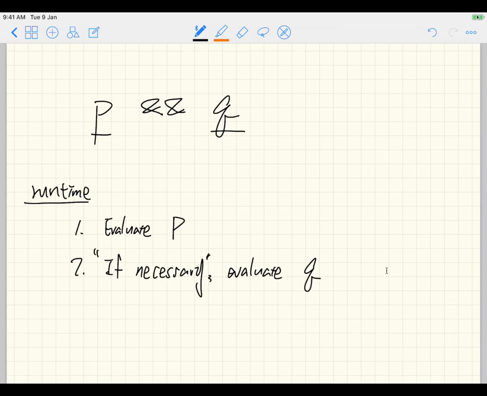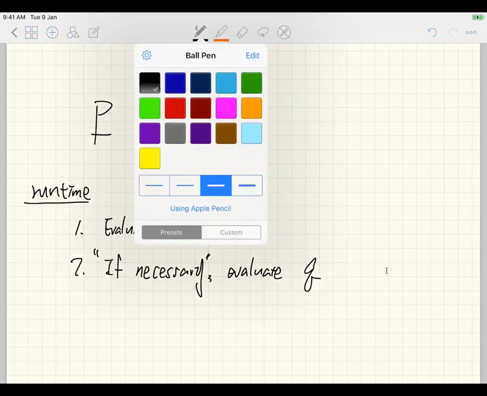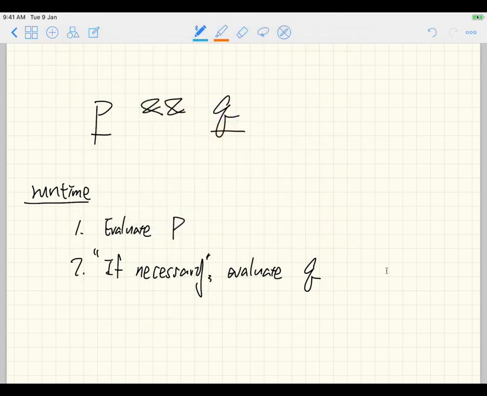So what does that really mean when I say if necessary? As follows. Now, at the runtime, imagine this. If I try to evaluate P always first, if I know already P is false, do I have to bother evaluating Q really in order to know the result for conjunction?